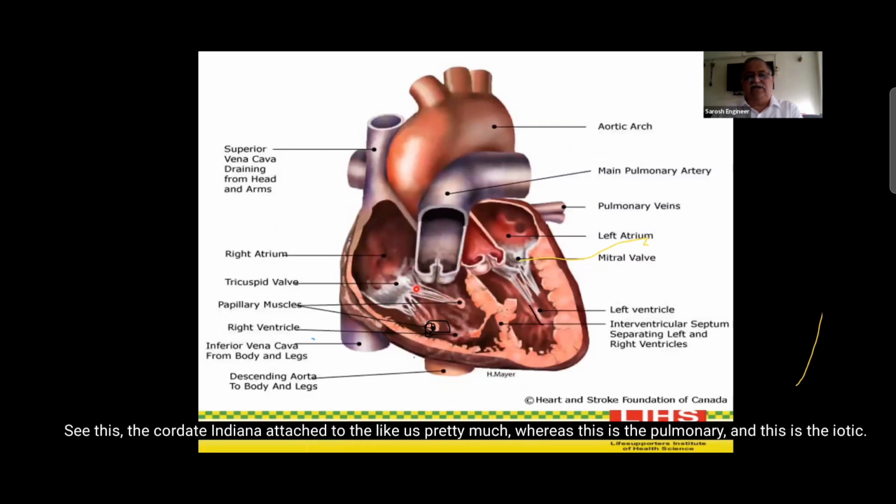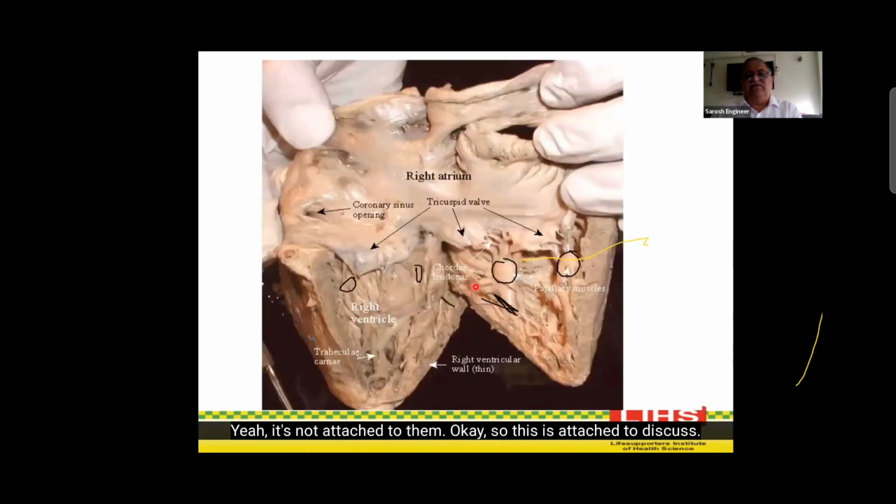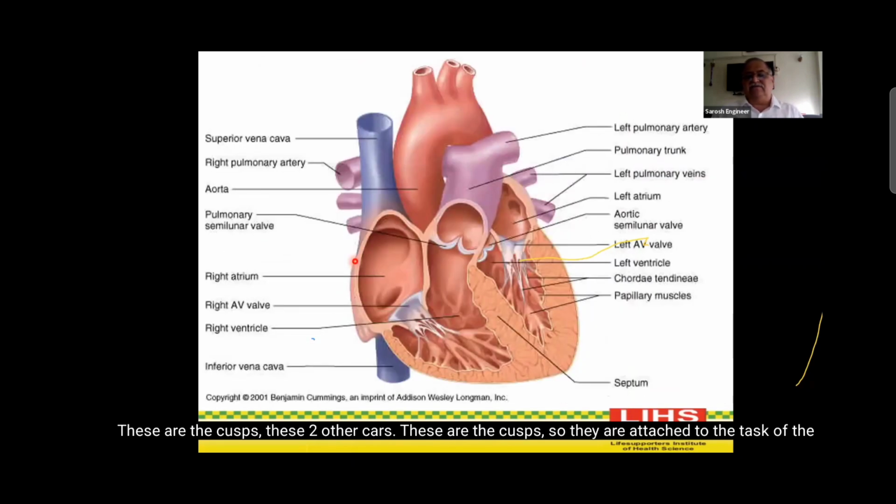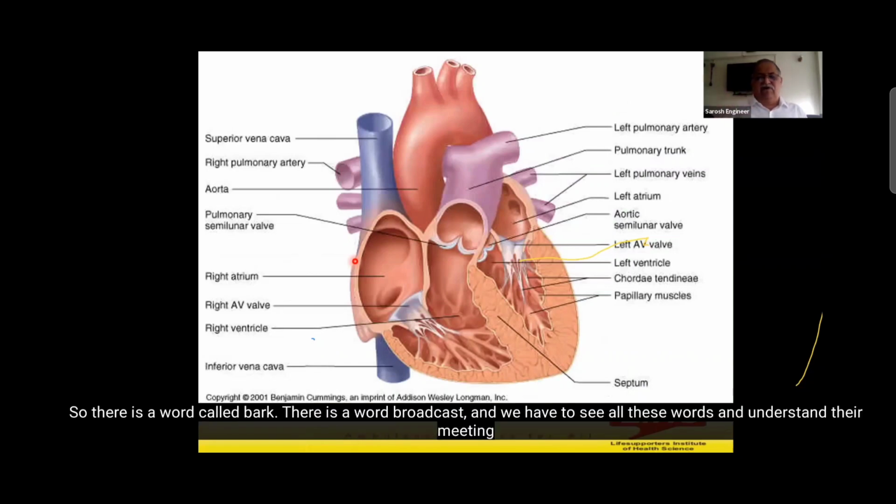See this? The chordae tendineae are attached to the tricuspid and bicuspid, whereas this is the pulmonary and this is the aortic. It's not attached to them. So this is attached to this cusp. These are the cusps. These two are the cusps. So they are attached to the cusps of the tricuspid and bicuspid valves. There is a word called valve, and there is a word called cusp, and we have to see all these words and understand their meaning.